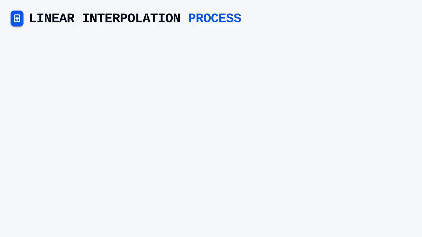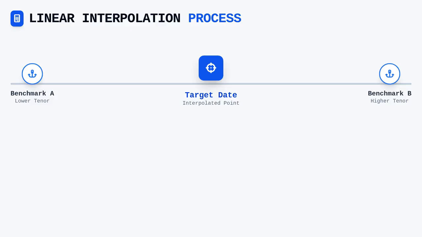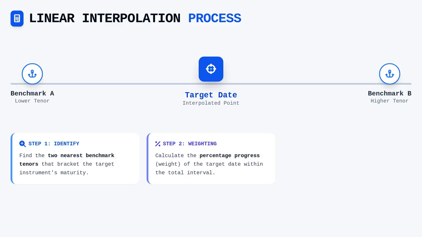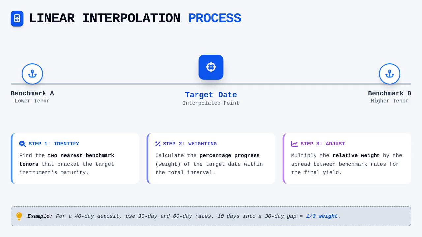To correctly perform this calculation, you first identify the two nearest benchmark tenors that bracket your target instrument's maturity date. If your target is a 40-day deposit, you would look at the 30-day and 60-day market rates as your primary inputs. You then calculate the difference in the number of days between the two benchmark tenors to establish the total interval. Next, you determine the percentage progress, or the weight, that your target date holds between these two benchmarks. For example, if you are 10 days into a 30-day gap between two benchmarks, you are exactly 1/3 of the way through that interval. This relative weight is then multiplied by the spread or difference between the rates of the two benchmark tenors to arrive at the interpolated yield adjustment.